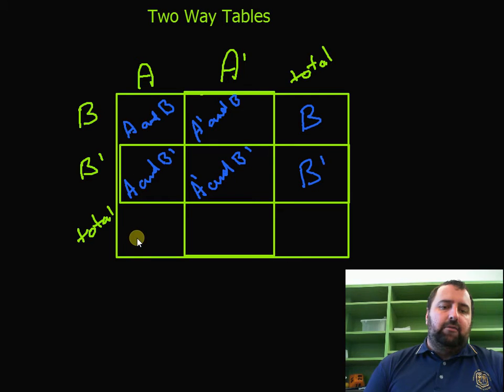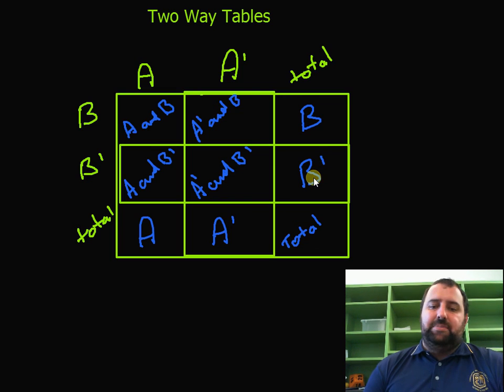Down here we have all the times that A has occurred, and we have all the times that A hasn't occurred. And then finally in the bottom right hand corner we have our entire total. So if we have B plus not B, that will give our total. If we have A plus not A, that will give our total. These should, A plus not A and B plus not B, add up to give the same number. If they don't, then you've probably made a mistake somewhere in your calculations.